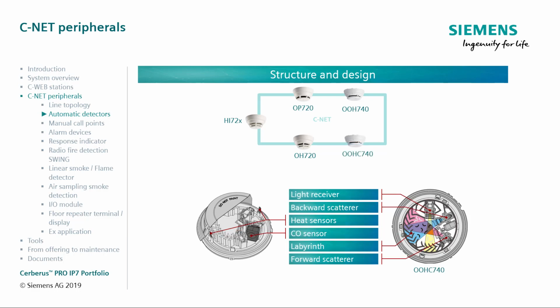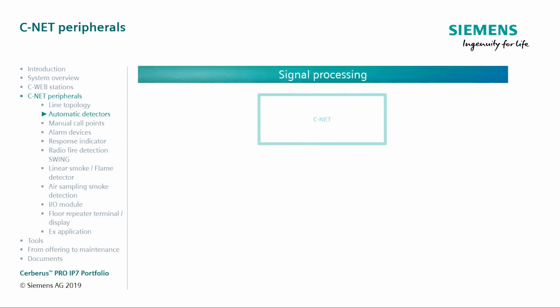Last but not least, the OOHC740 detector combines heat detection, optical detection, and a CO sensor for detecting carbon monoxide. Now that we have seen what each of these detectors contains, we can move on to signal processing.